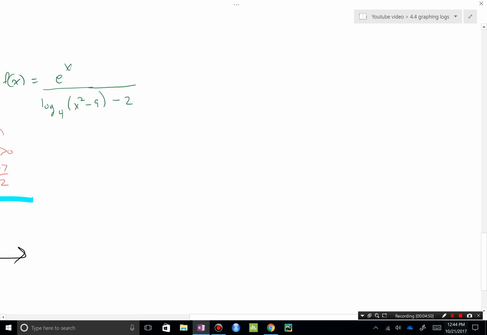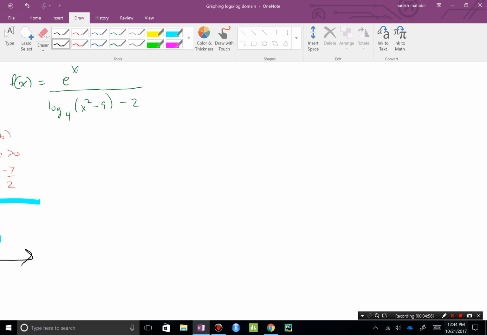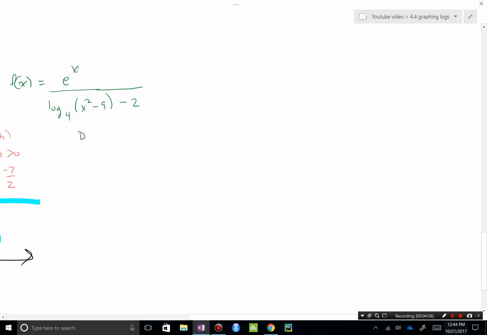Part B. Okay. Once again, it's a domain question, so do you have a denominator? Obviously, I have a denominator. Denominator can't be equal to 0. That's part 1. So the entire denominator, which is log base 4 of x squared minus 9, can't be equal to 0. Part 2. Do you have an even root? No. Thank God. Don't have to worry about it, right?